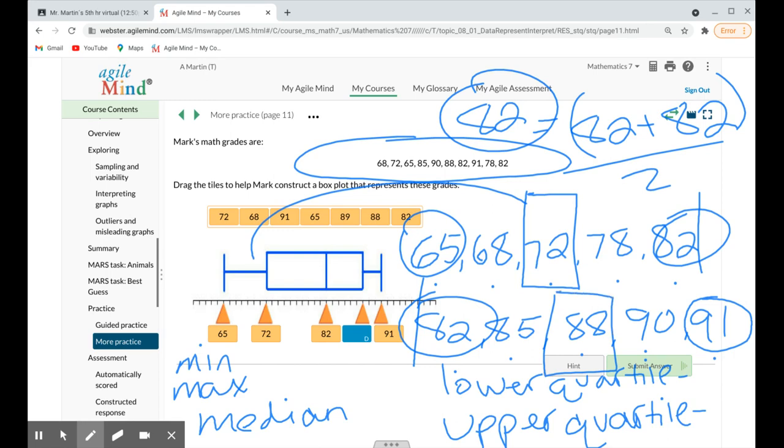Or you can do it the Vincent way. 82 plus 6 is 88. Good job, Vincent. I would have never thought to do it that way.